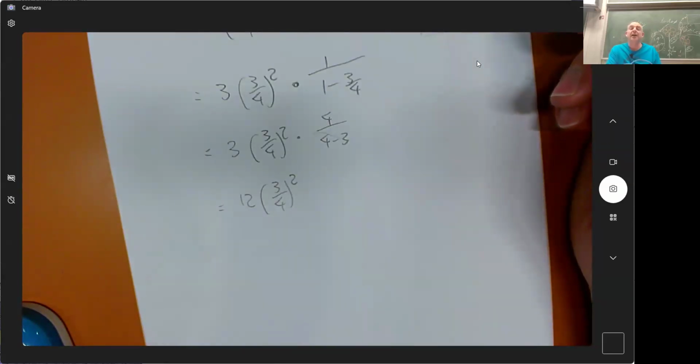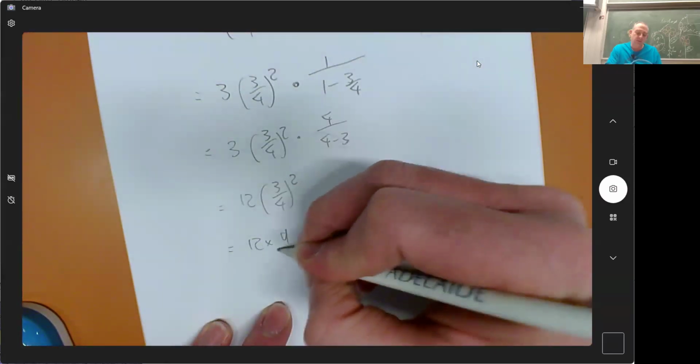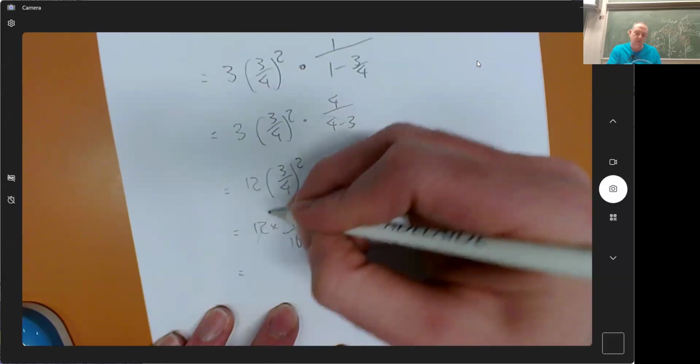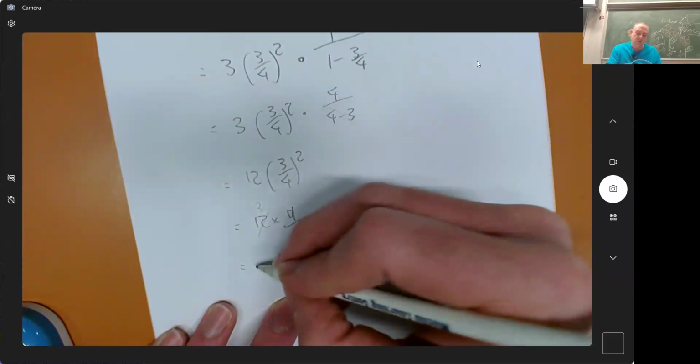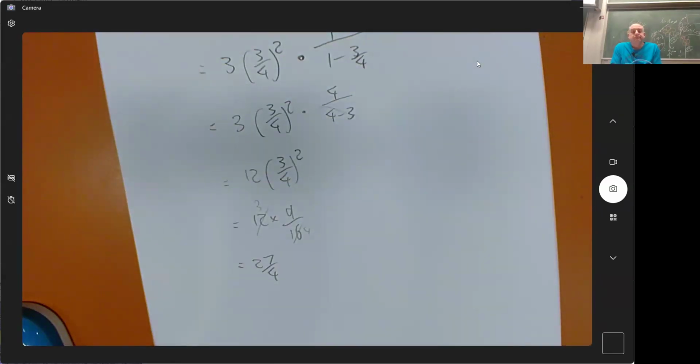You can probably leave it like that if you're in an exam, but I feel uncomfortable, so I'm just going to simplify. 27/4, apparently. So like 6 and a bit. Just actually 6 3/4. So cool. And if you really, really wanted to check that, you could actually try adding up several of them.